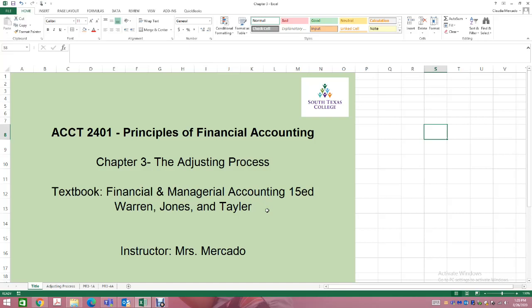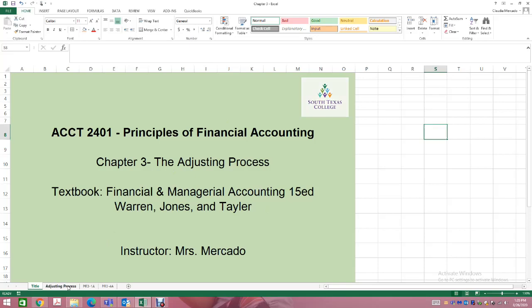Okay, so Chapter 3 deals with the adjusting process. The information that we learned in Chapter 2 will be applied towards what we're going to be learning in Chapter 3. So it's like building blocks. You need to master Chapter 2 to be able to move on to Chapter 3. If you're having issues, please go back and review Chapter 2, okay? Because Chapter 2 is the foundation for everything that's going to be learned afterwards. The normal balances of the accounts, debits and credits, all of that good stuff, okay?